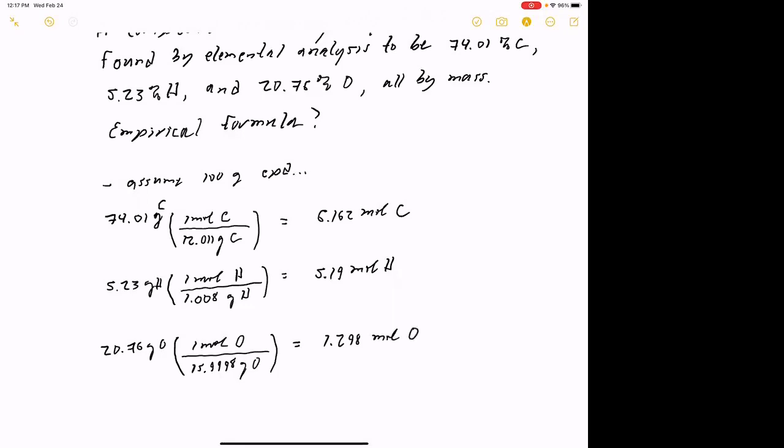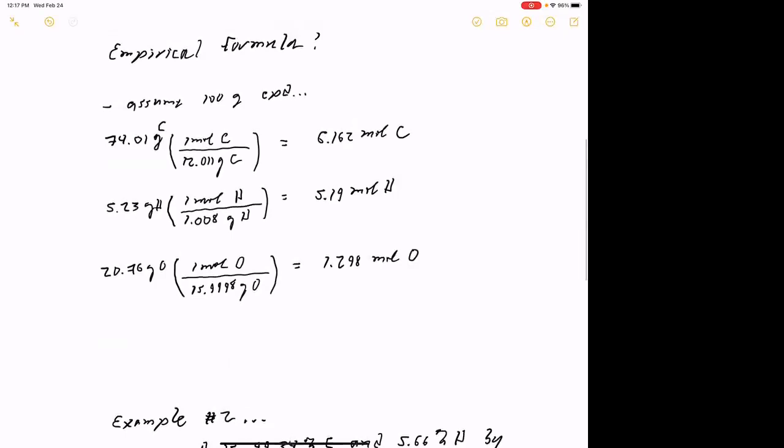All right, so the next thing we do in any problem like this is we actually have to now figure out the formula based on the moles. Now, the way we're going to do this is we're going to ratio things. So I think I set one up in the video like this. What I'm going to do is write my carbons, hydrogens, and oxygens, every element I've got. And now I'm going to write the number of moles as sort of a subscript after each one. So carbon, that's 6.162 moles of it. Hydrogen's 5.19 moles, and oxygen's 1.298.